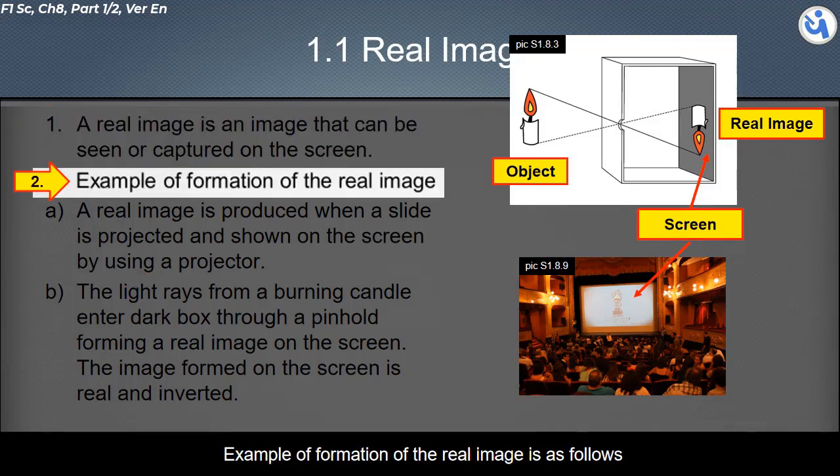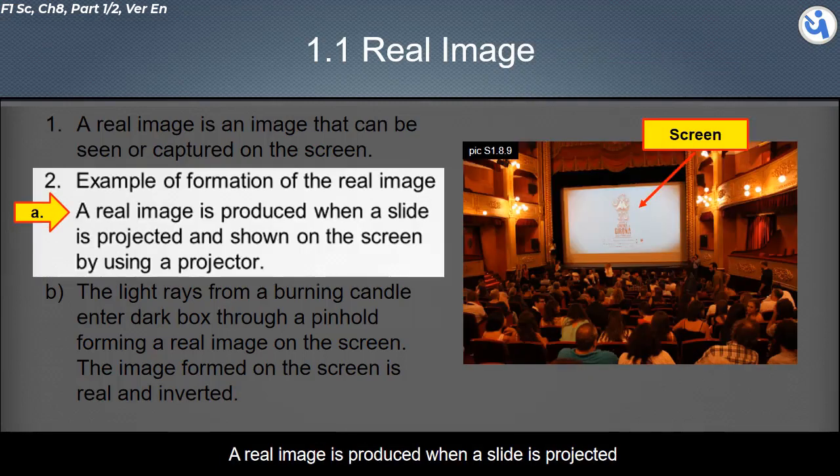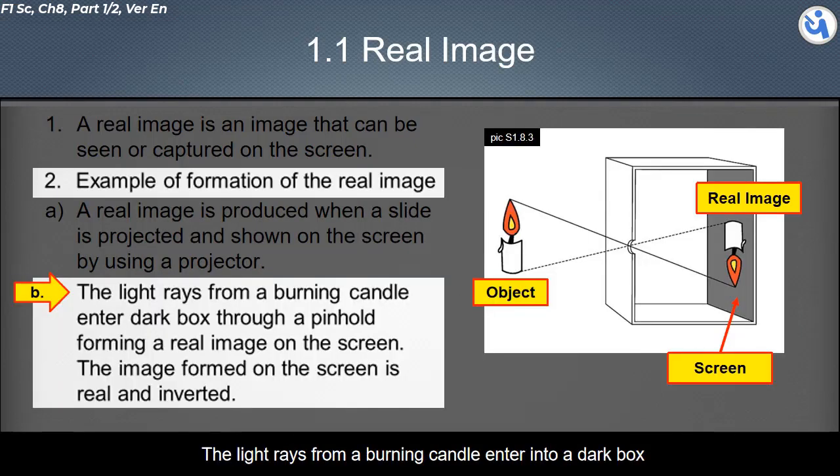An example of the formation of a real image is as follows. A real image is produced when a slide is projected and shown on the screen by using a projector. The light rays from a burning candle enter a dark box through a pinhole, forming a real image on the screen. The image formed on the screen is real and inverted.